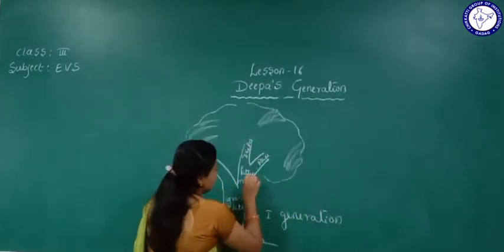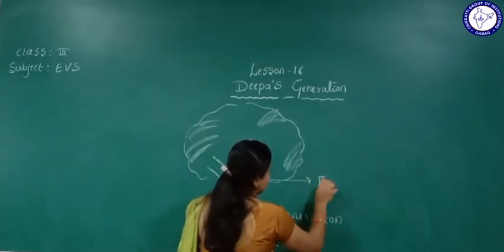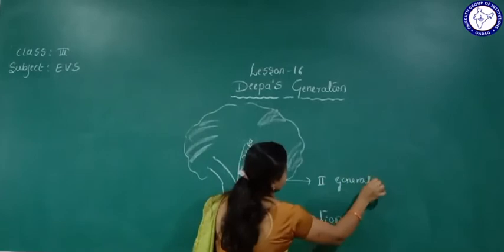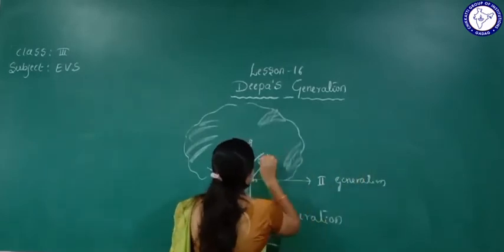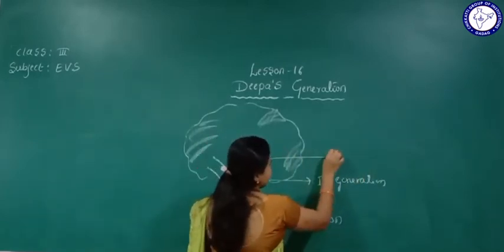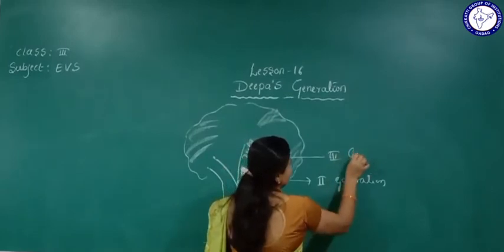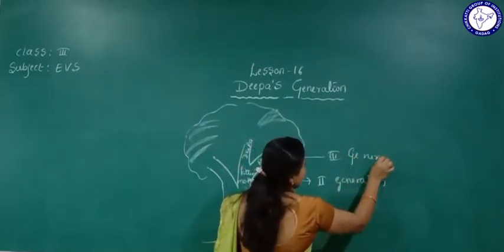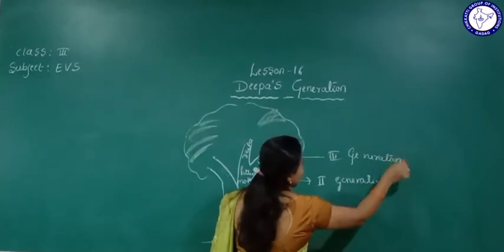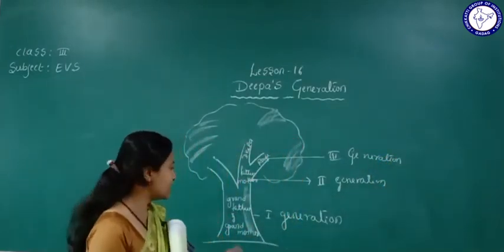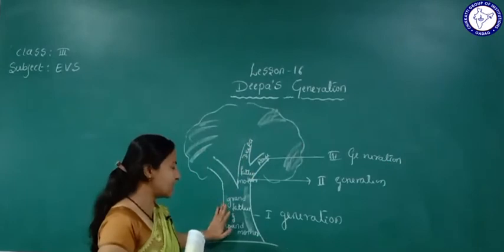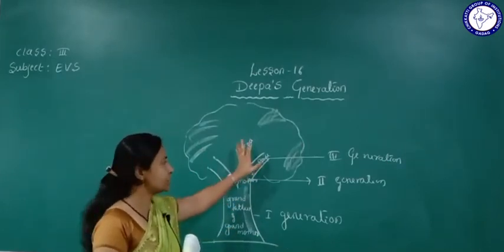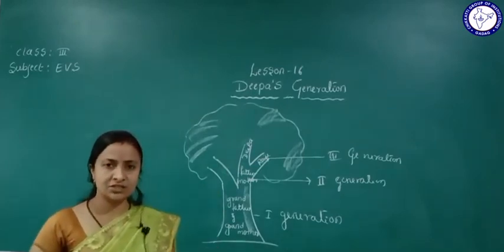And the father and mother, second generation. Next, Raju and Deepa, this is the third generation. Yes, we can understand here. What can we understand? How many generations are there in this family? There are three generations. Grandparents are one generation, parents one generation, and children another generation.